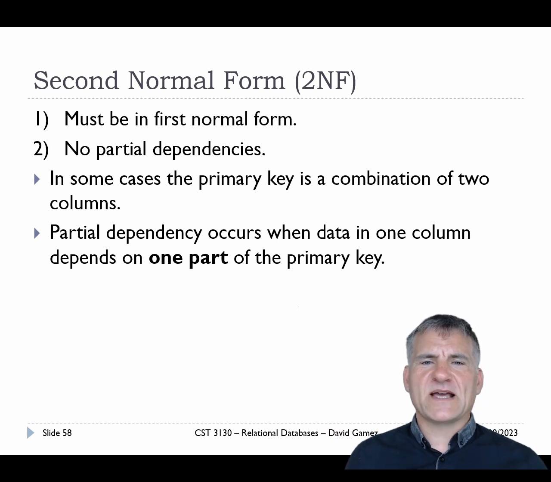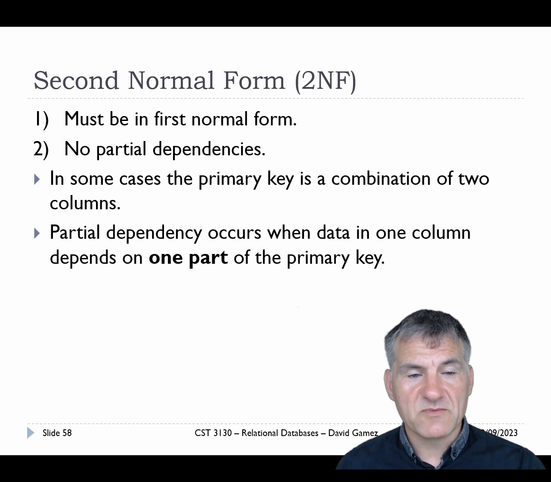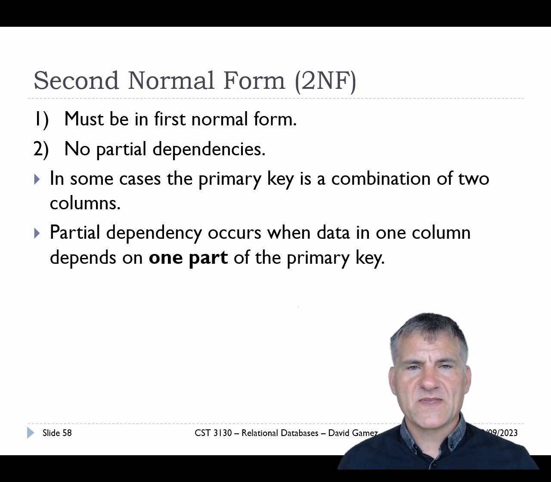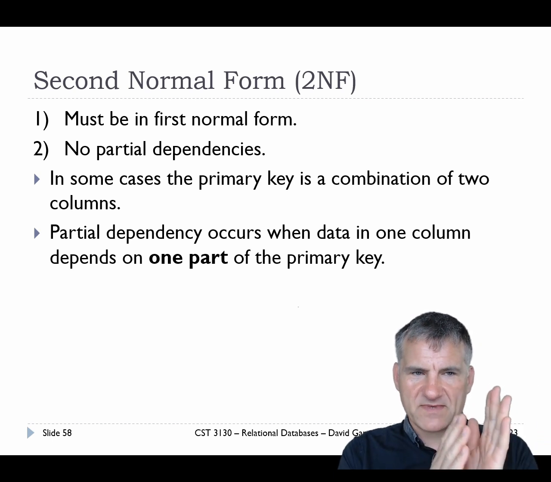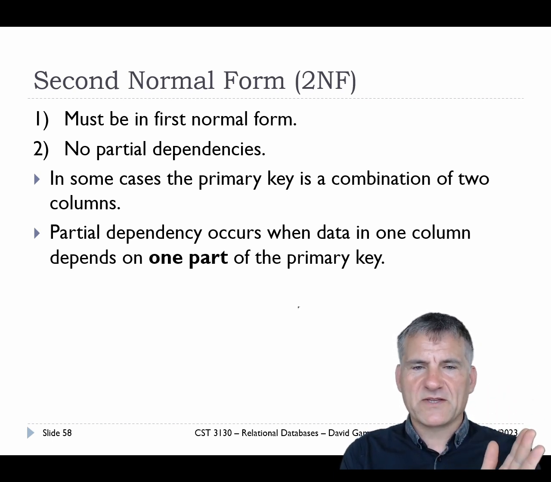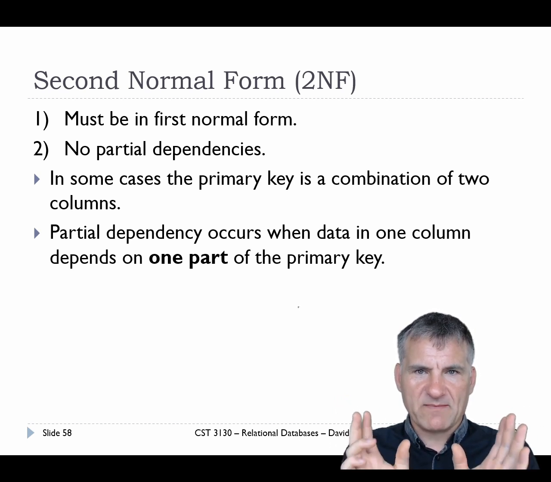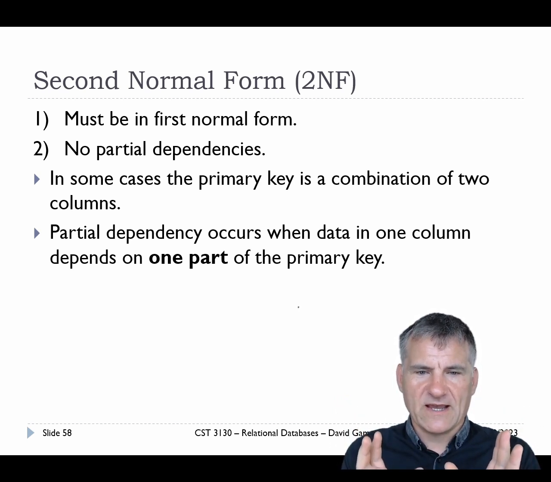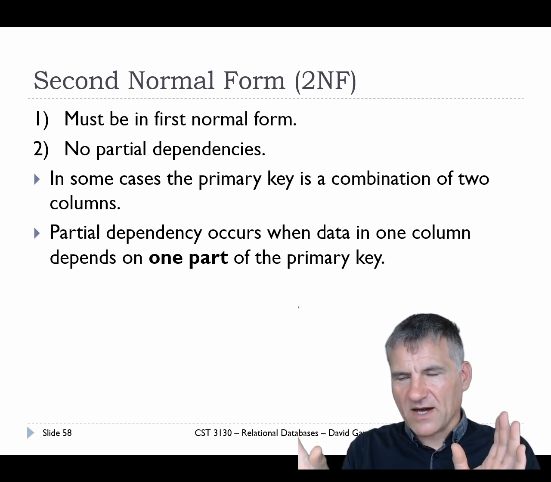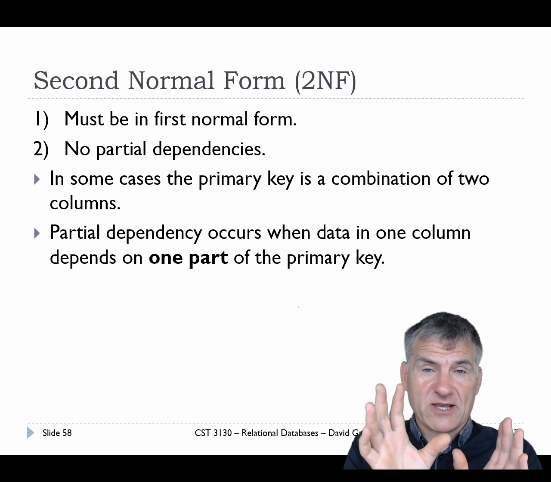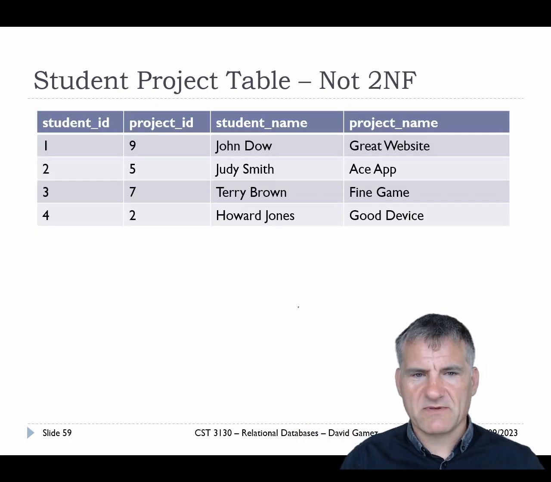So second normal form: it has to be in first normal form. And what we can't have in second normal form are partial dependencies. As I mentioned earlier, the primary key can just be a single unique value like ID or email address. But sometimes people use multiple columns for the primary key. A partial dependency occurs when one part of the data depends on one part of the primary key, and another part of the data depends on another part of the primary key. Again, much easier to see with examples.